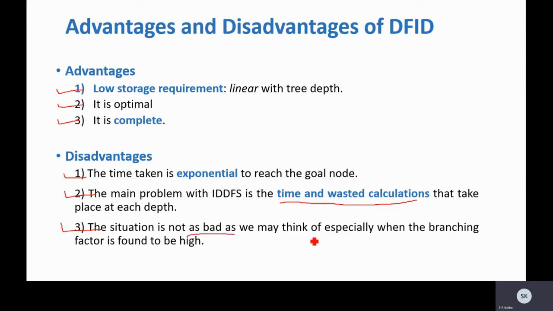As we have seen, when the branching factor is high, it is as good as depth first search. So therefore, this iterative deepening depth first search, we can say, is a solution which combines advantages of both breadth first search and depth first search.